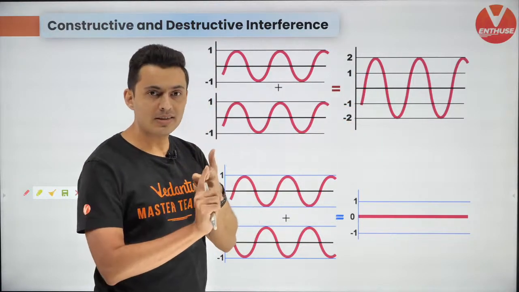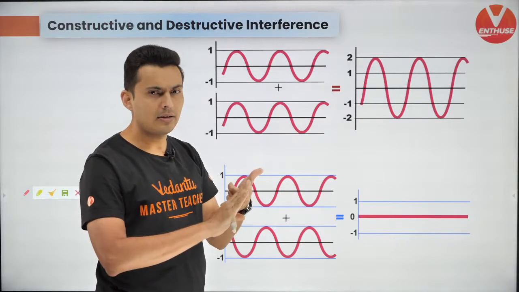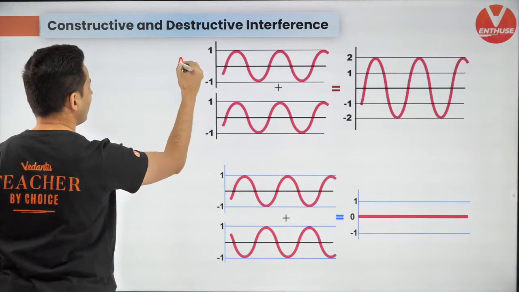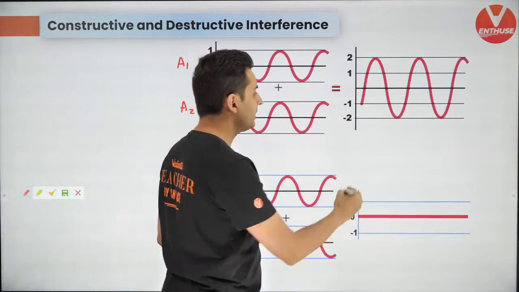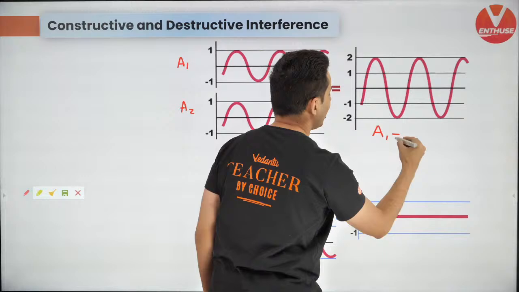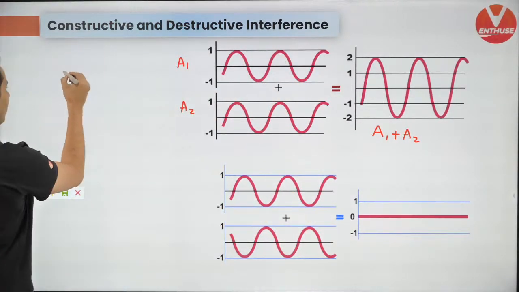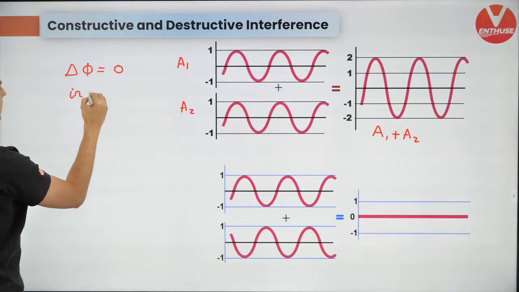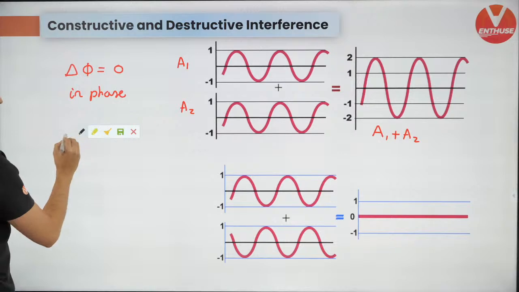Now, be it a wave on a string, a sound wave, a light wave, or any other wave, these are general rules, by the way. If this wave has amplitude A1 and this wave has amplitude A2, then the resultant wave has an amplitude of A1 plus A2. That's the net amplitude, and the phase difference between them is 0, and they are said to be in phase with respect to each other. That's said to be in phase.